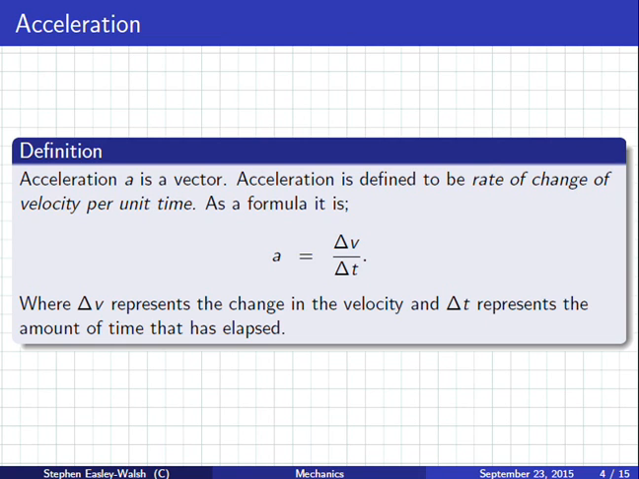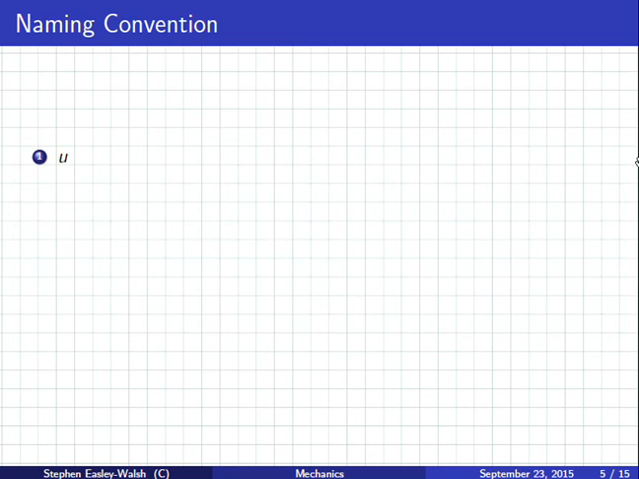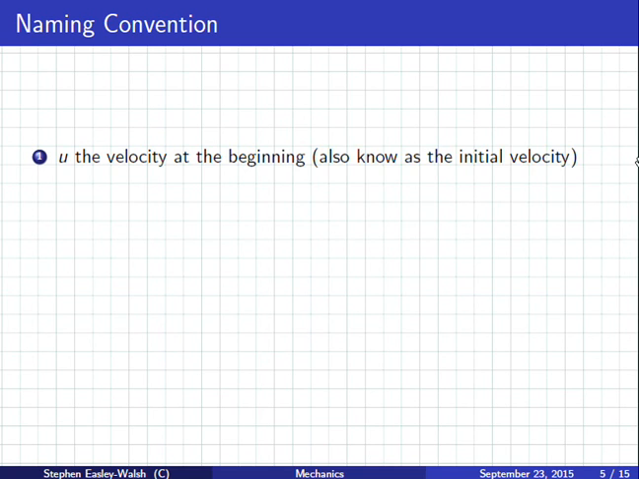Okay, next slide. So we're going to use some new variables. So the first one is u. So when I write u, what I mean is the velocity at the beginning. Yeah, the initial velocity. You know all of these, yeah? I hope so, if you've done physics before.